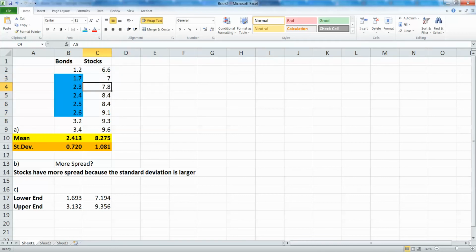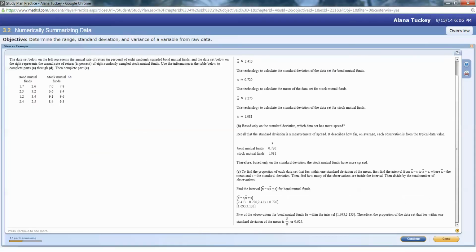And then between 7.19, 7's not in there. 7.8 is there. To 9.356, that's these ones right there. I'll give them a different color. There we go. Now, keep in mind, 7's below 7.19, so that's no good. You want to know what percentage are between them. Do you want to know percentage or how many? Hold on, let me go back. Proportion. So we want to know what proportion lie between there.